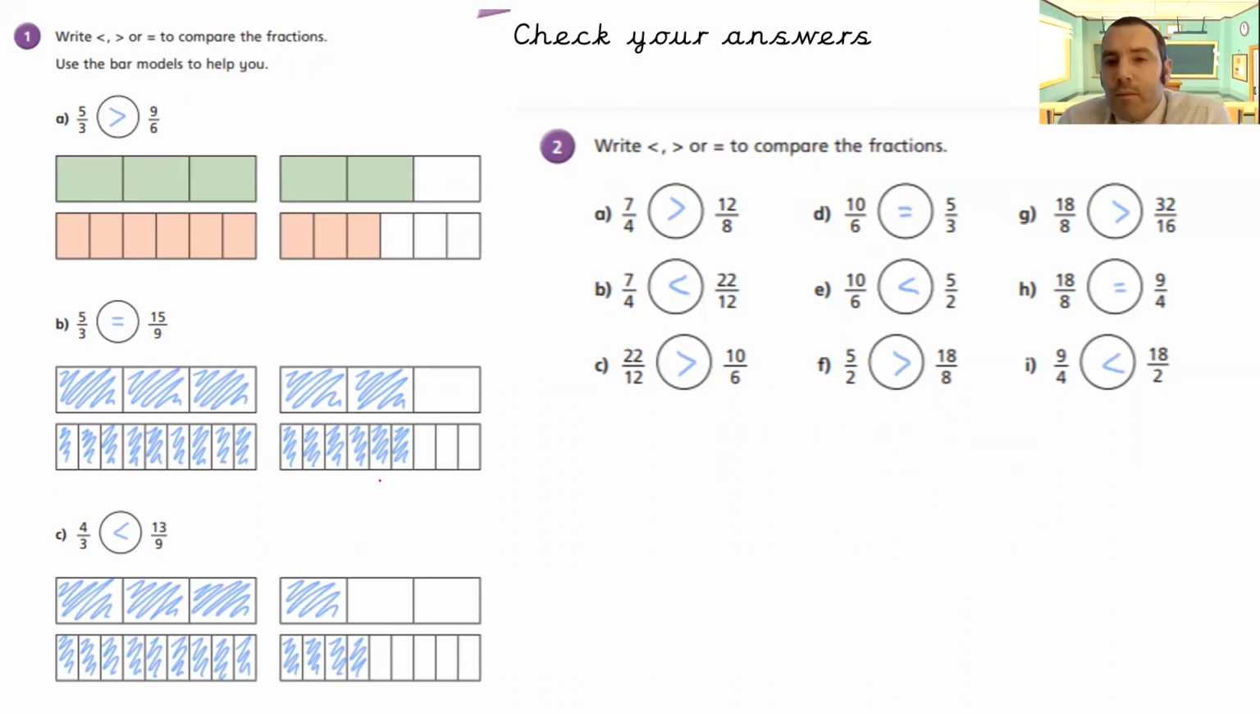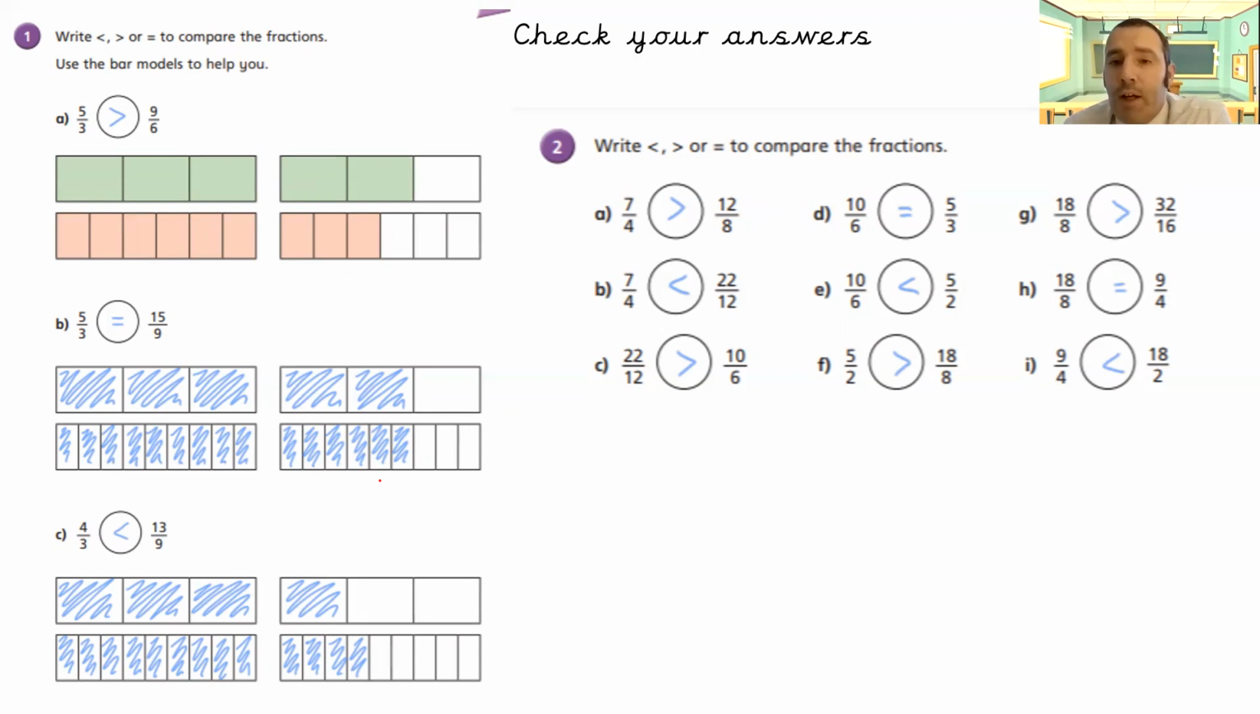Question 2, a bit more working out here. So A, you're looking at the denominators. You're going to multiply 7/4 by 2. B, you're going to multiply 7/4 by 3. C, you're going to multiply 10/6 by 2. So you're looking at the denominator for the first 3. D, you can either do the denominator or the numerator. C, the same again, it works both ways round.